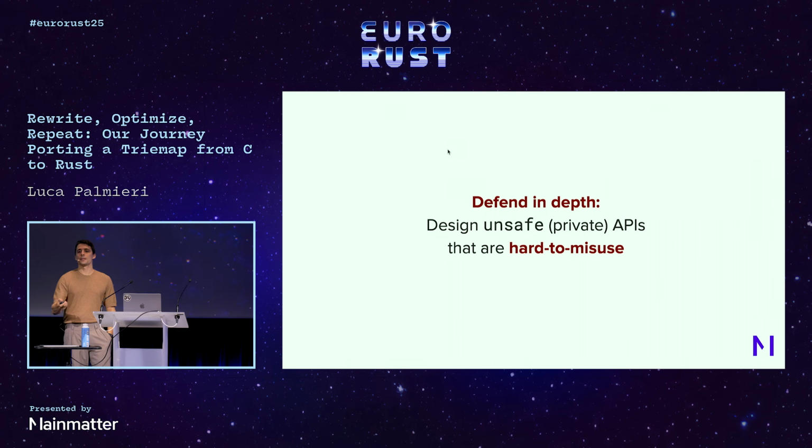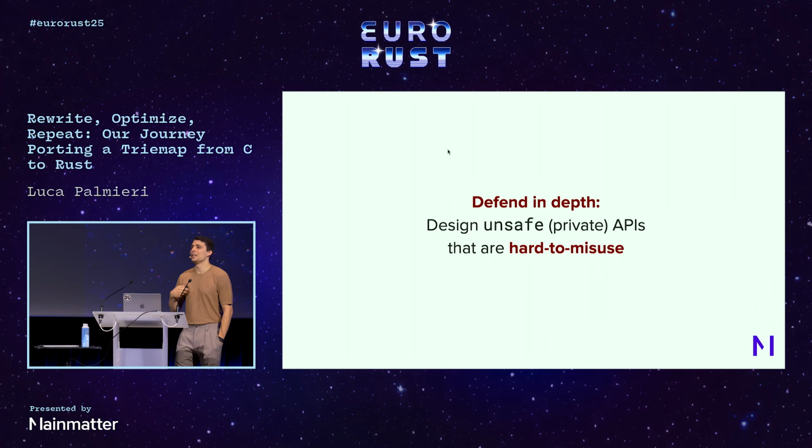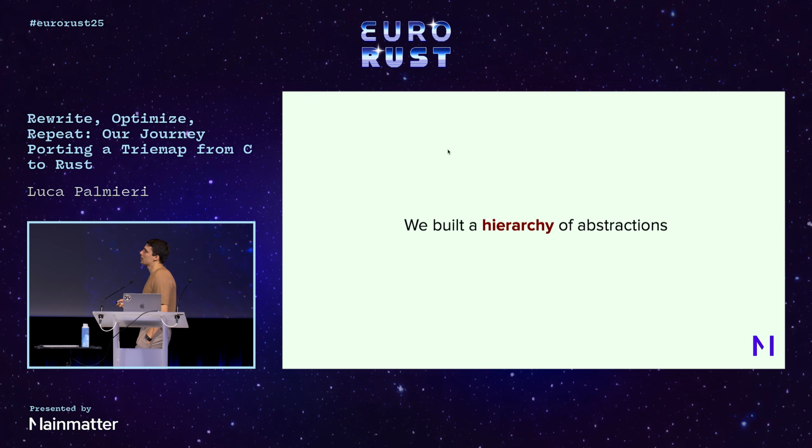So just because you have unsafe doesn't mean you can't structure it. What you want to do is define private APIs that make the unsafe easier to use, which is a different way to say that it's going to be hard to misuse for your colleagues 4 years down the line that are touching your code. What does that mean? We build a hierarchy of abstractions.